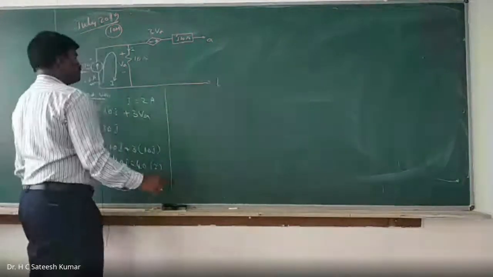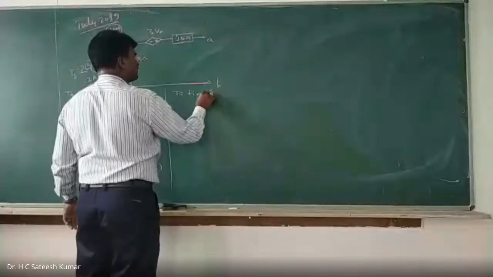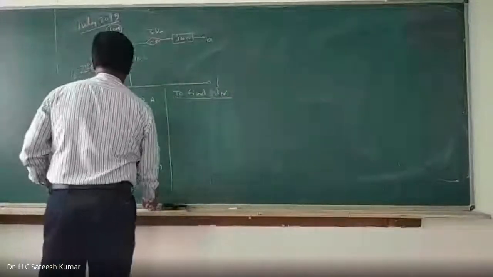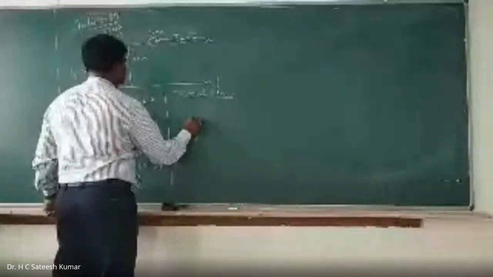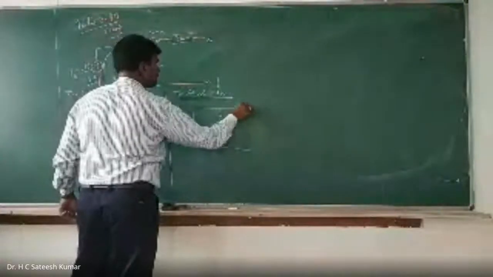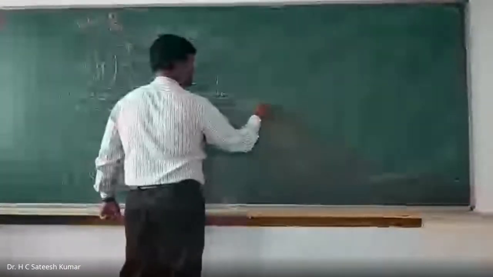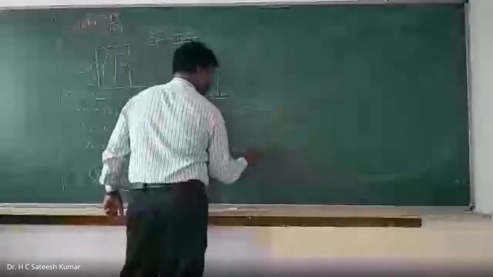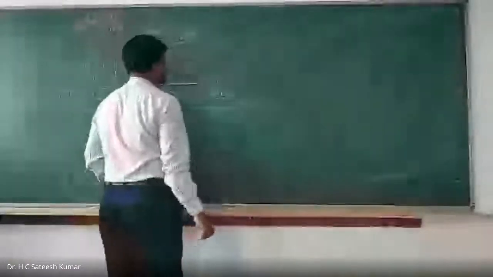Now, to find I Norton, IN. How will you find out IN? Write on the circuit diagram. Arrow mark. IN is nothing but the short circuit current flowing through the load terminals. This is minus plus 3VA, and this is your J10 ohms. This is the load. That's why I'm short circuiting the load.